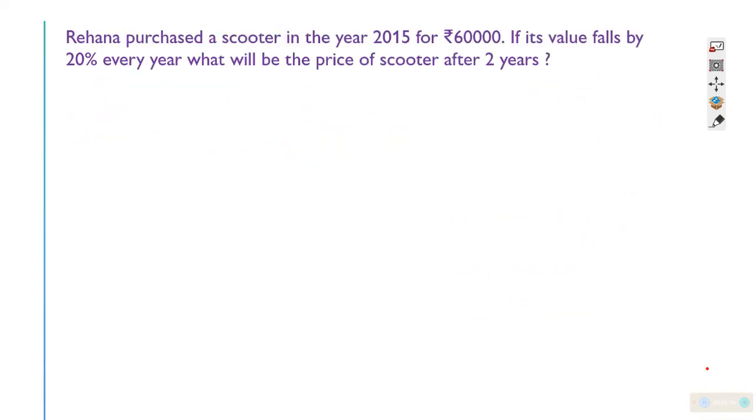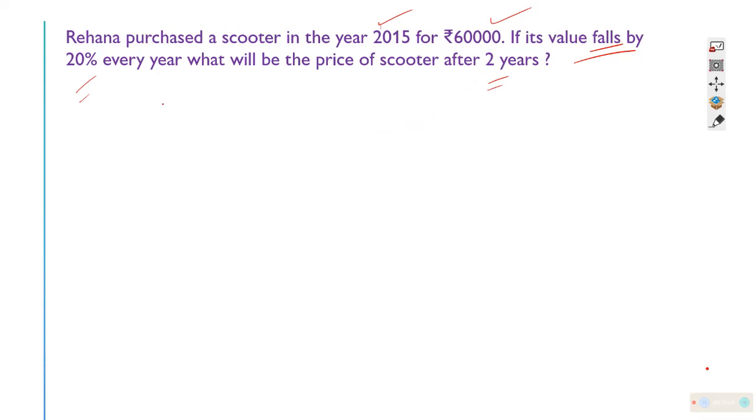Rehana purchased a scooter in the year 2015 for rupees 60,000. She bought the scooter, and its value falls, it comes down, by 20% every year. What will be the price of the scooter after 2 years? Since it is coming down, what should we do? Earlier we kept adding. We took a loan and added, and then we added interest. But now Rehana's scooter value is decreasing.